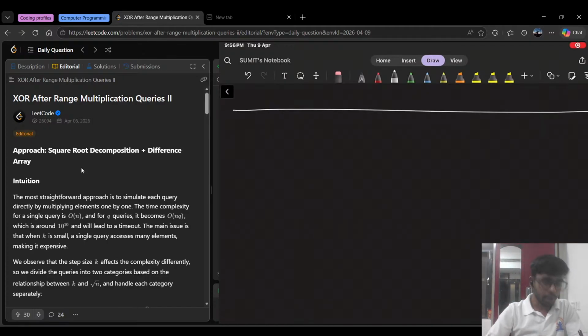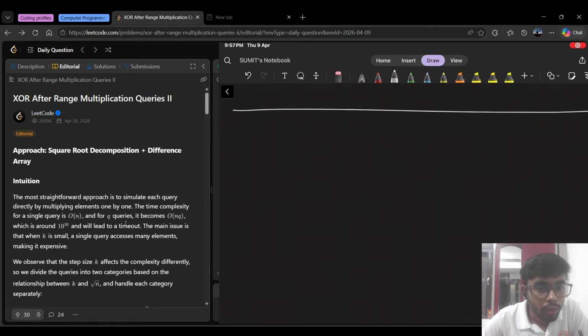So here we are given the intuition. The most straightforward approach is to simulate each query directly by multiplying elements one by one, and the time complexity for a single query is order of n. For q queries, it becomes order of n cubed, which is around 10 raised to the power 10 and will lead to a timeout. The main issue is that when k is small, a single query accesses many elements, making it expensive.